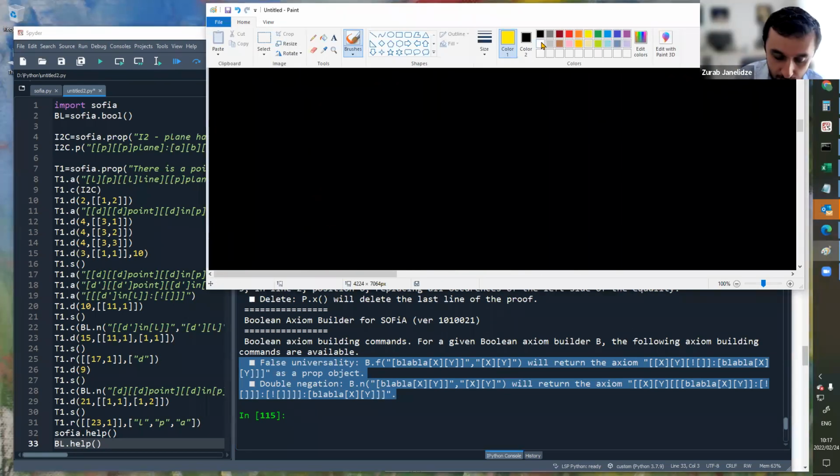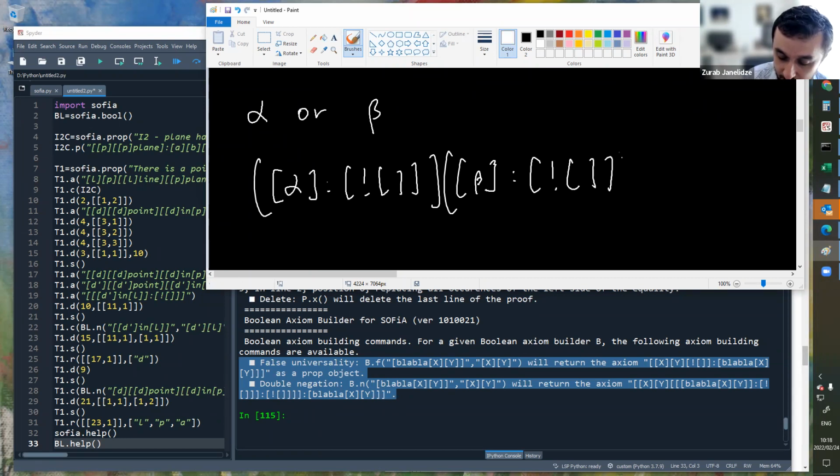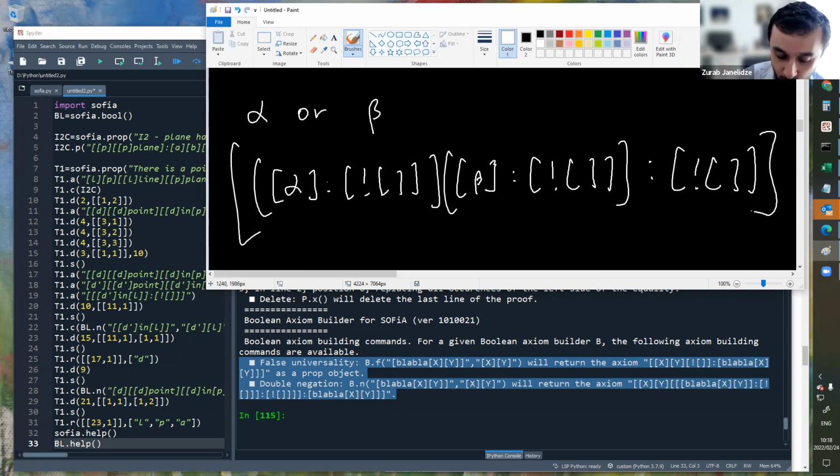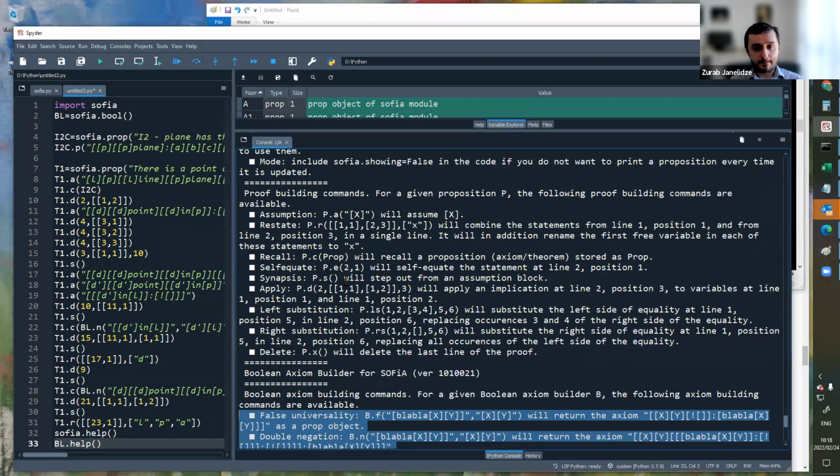If I want to say alpha is true or beta is true, I can say it like this: alpha being false and beta being false at the same time is false. So that's how I can express OR in this language. It's a bit long, but it still works. Anything we need to know about OR can be derived from these principles.